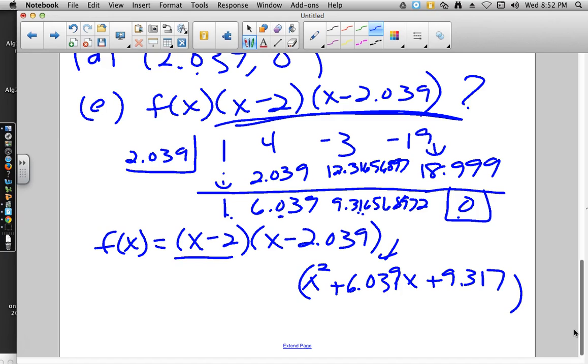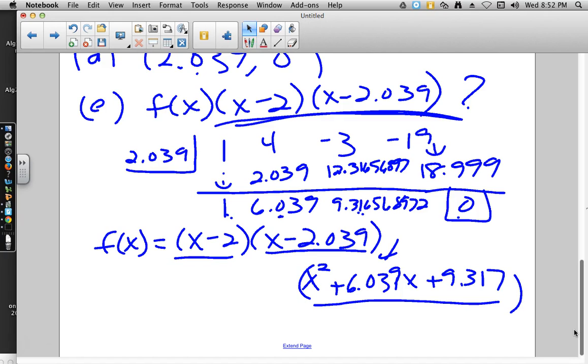So x minus 2 times x minus 2.039 times x squared plus 6.039x plus 9.317. Whew! There it is. That's a lot of problem.